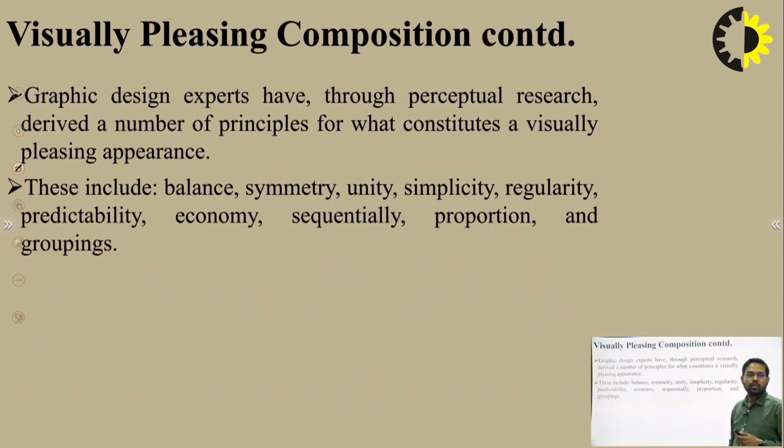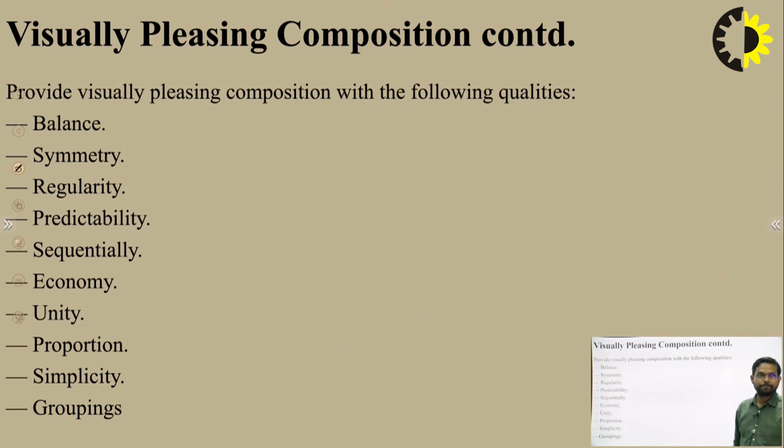Okay, so for graphics design, experts have, through perceptual research, derived a number of principles for what constitutes a visually pleasing appearance. In this visually pleasing composition, there are different factors, which we have already discussed. We will talk about them one by one. First is balance. Second, symmetry, regularity, predictability, sequentiality, economy, unity, proportion, simplicity, and grouping.